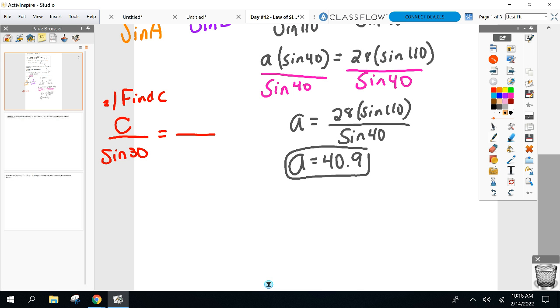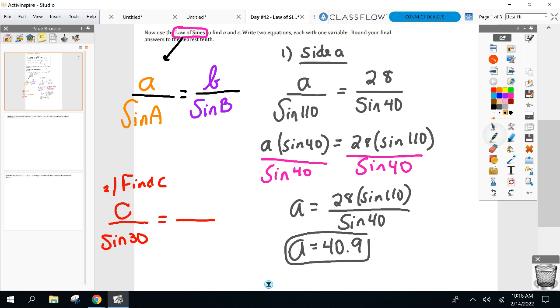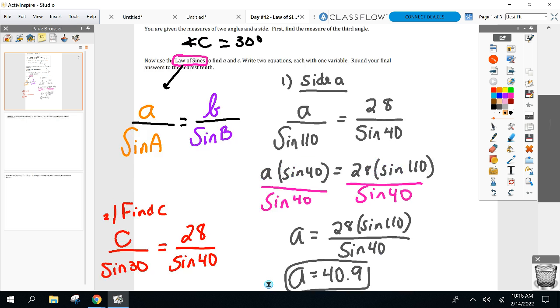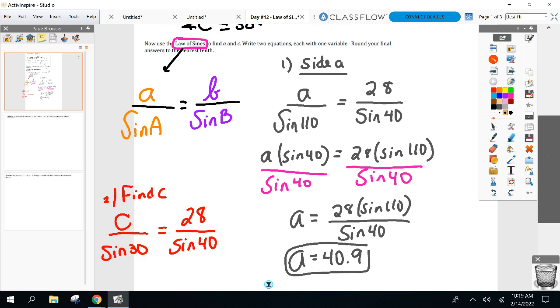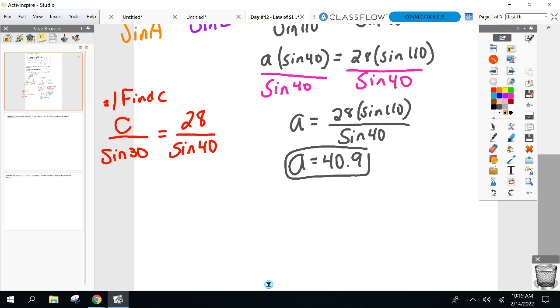So that's why you're probably feeling this right now. Just stick with what was given: 28 over sine 40, because if you don't, you're going to have to use the non-rounded answer. All right, over sine of 110. So go ahead, cross multiply. Let's see what we got for C.